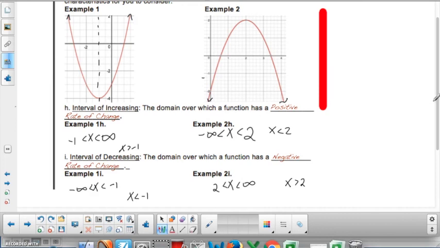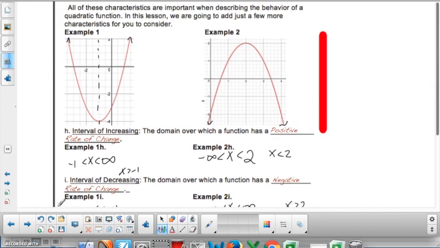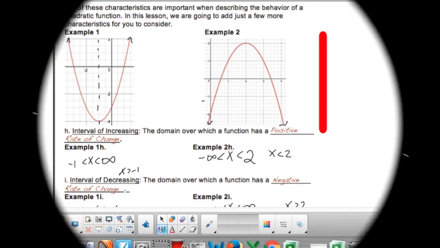All right, and that's intervals of increase and decrease. I hope that cleared up some misunderstandings. I'm going to pause it here and then come back and we'll talk about intervals of positive and intervals of negative.